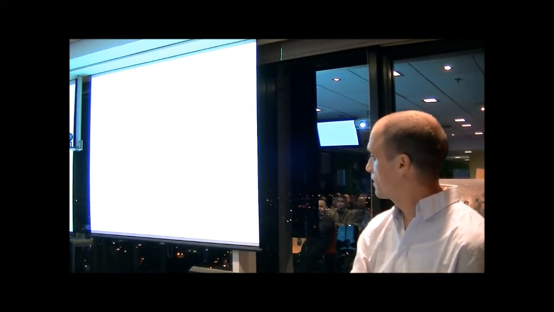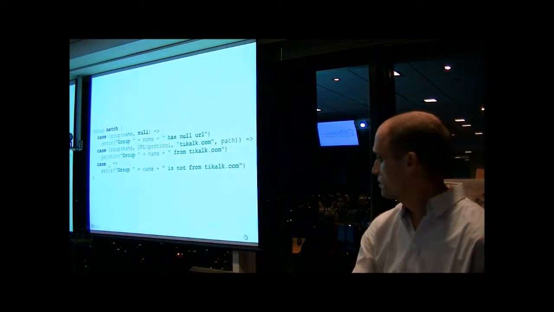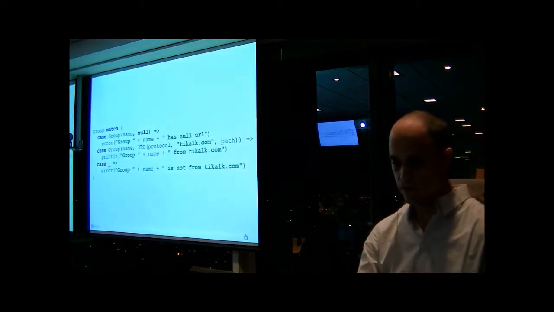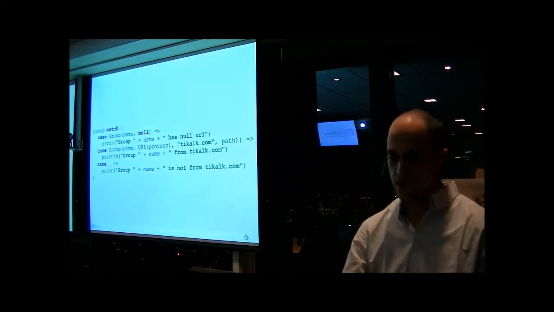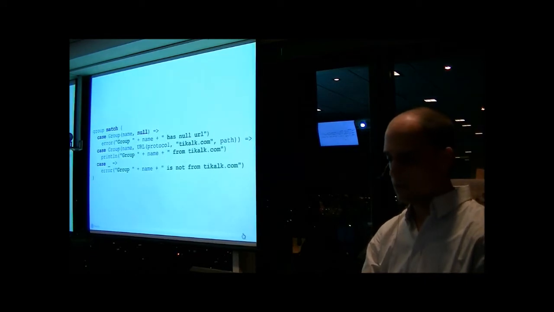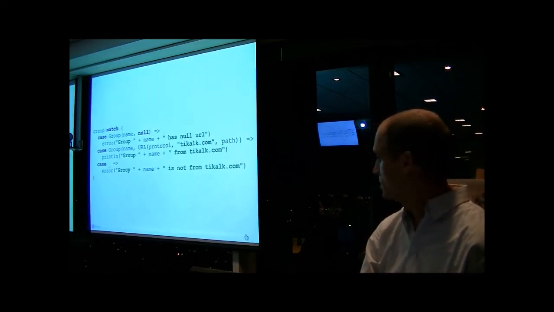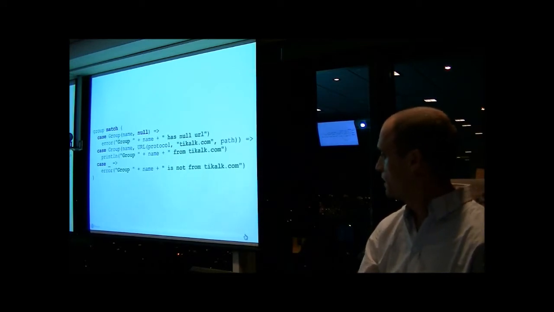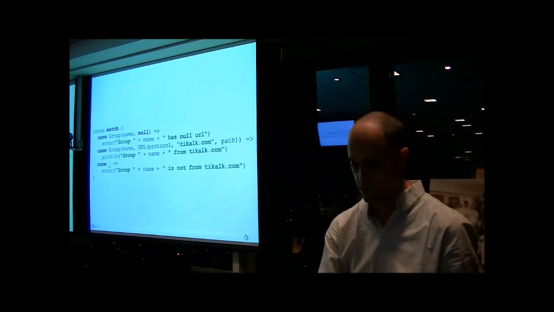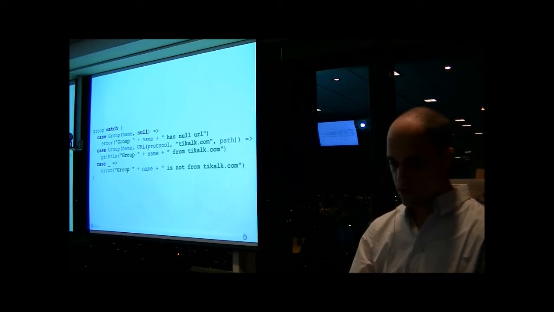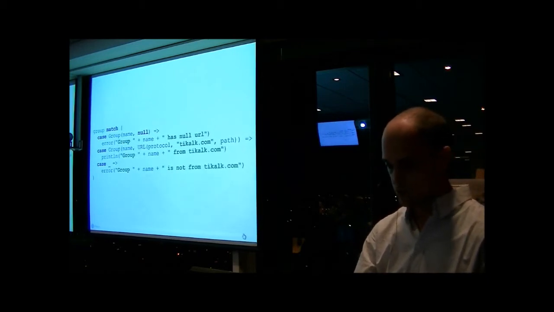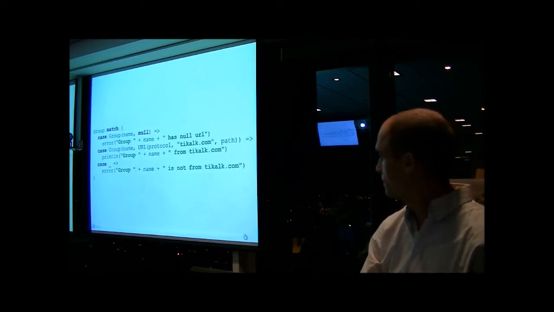We can create our own match constructs called extractors. So here, in the second case, I check if the group has some name and a URL that comes from the tikalk.com host. And if so, I print, and otherwise, in the default case, an error. And you can imagine how the similar matching code in Java would look like.